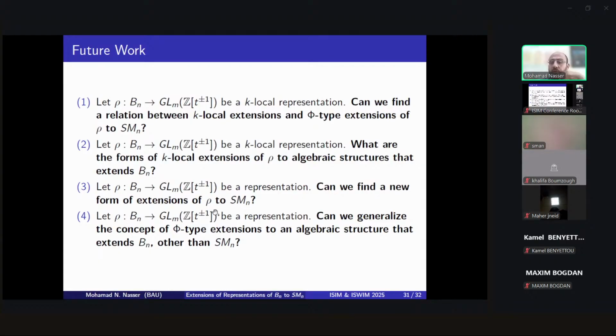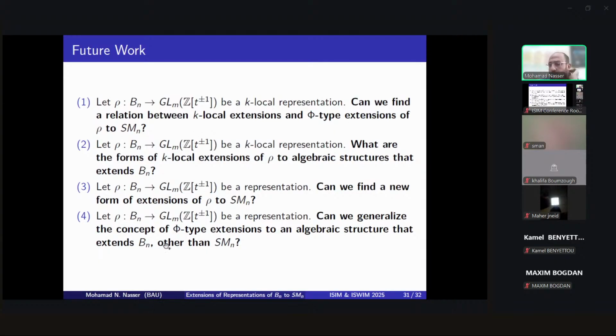Can we find another? We know till now these 2 types of extension. We know the k-local extension and the phi-type extension from the braid group Bn to the singular braid monoid SMn. Can we find a new type of extension, or are just these the extensions?